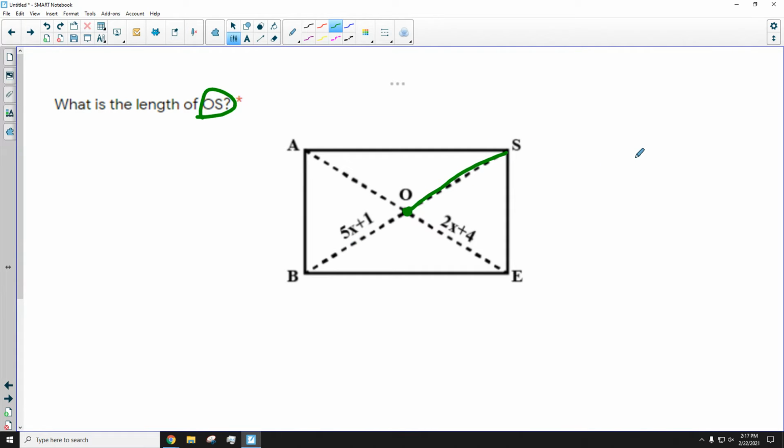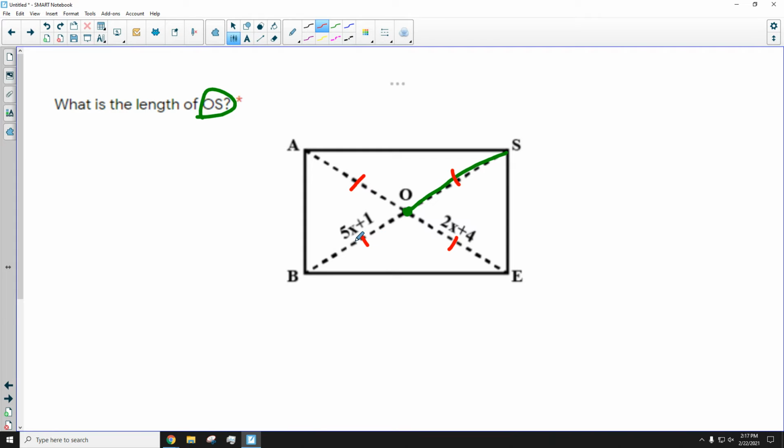which is fine. We can work with it because if we remember, the diagonals of rectangles are equal. So that means all four of these little halves of diagonals, they're all the same length. So we find one, we find them all.